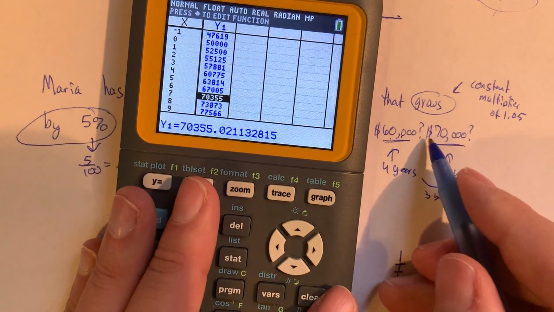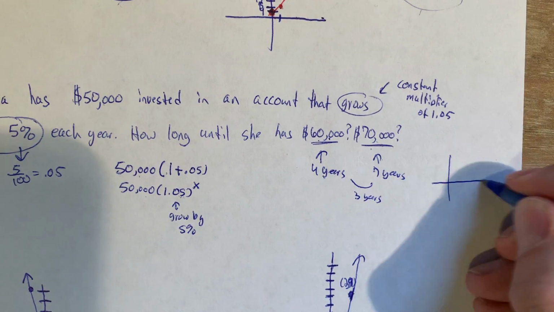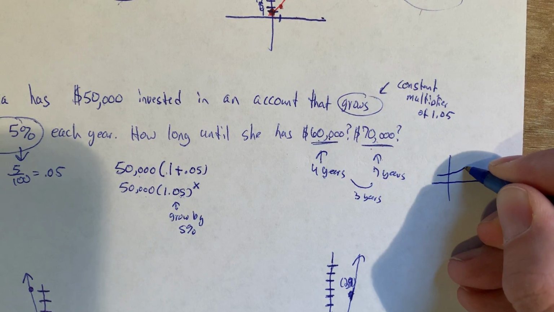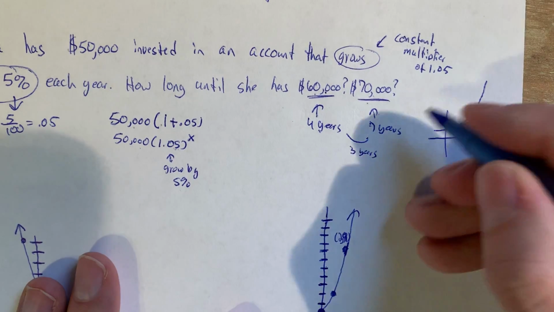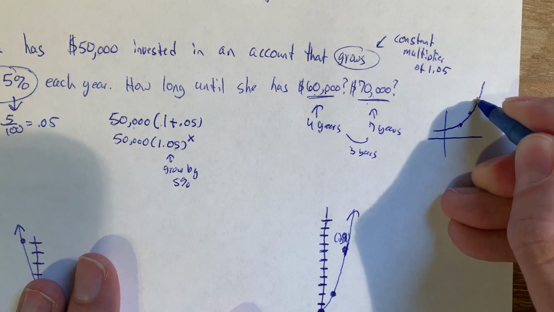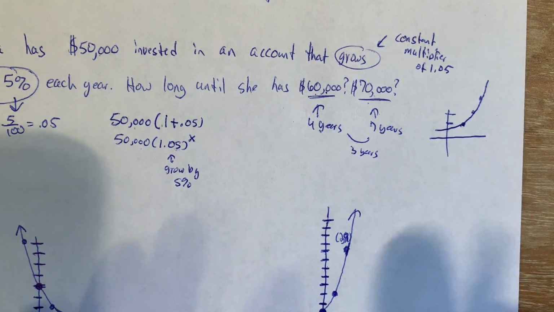And that's because the more you have, the faster it grows. The way exponential functions work is you grow based on how much you already have, which makes sense, right? You're growing by 5% of what you have. And so to go to 60,000 took more time than to go to 70,000.